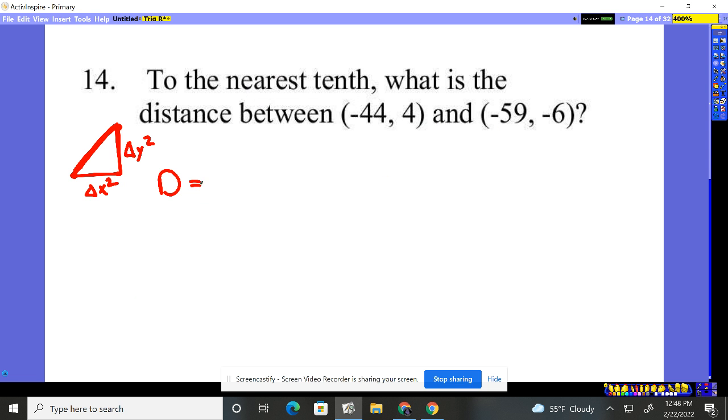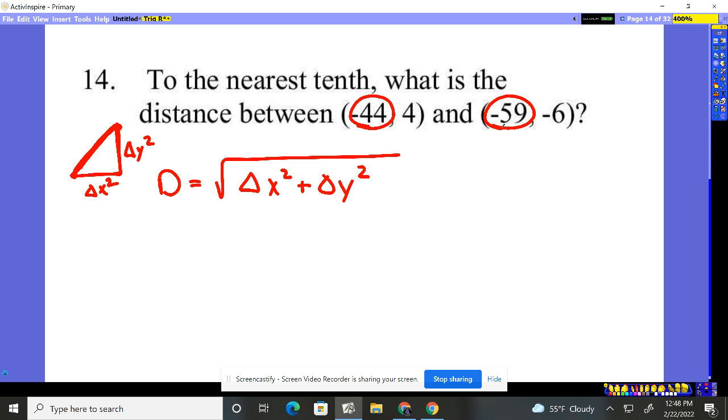Remember the Pythagorean theorem? Formula-wise, it's simply the change in our x's squared plus the change in our y's squared. And then once I get that answer, I'll have to take the square root. So I need to know how far apart -44 and -59 are. Those are 15 apart. If you subtract them, you get 15. So it's going to be 15 squared. 4 and -6, excuse me, that's 10 apart. So I have 225 plus 100.